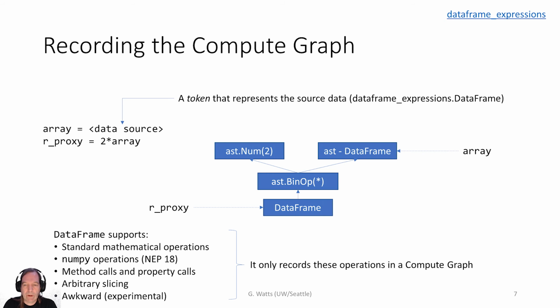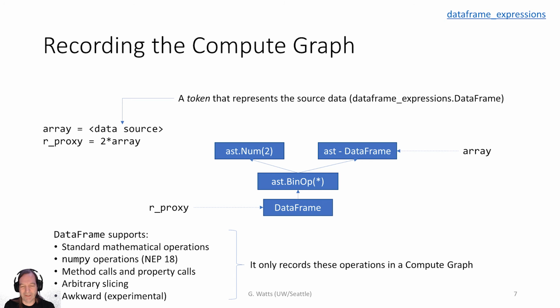Start with a token that represents a source of data, for example, a grid data set. We set this equal to array. This array we then multiply by 2, generating our proxy. The package DataFrame expressions has a DataFrame class which represents that token. DataFrame supports operator overloading, so when it's multiplied by 2, it knows that it must generate a new proxy which represents the original array but multiplied by 2.